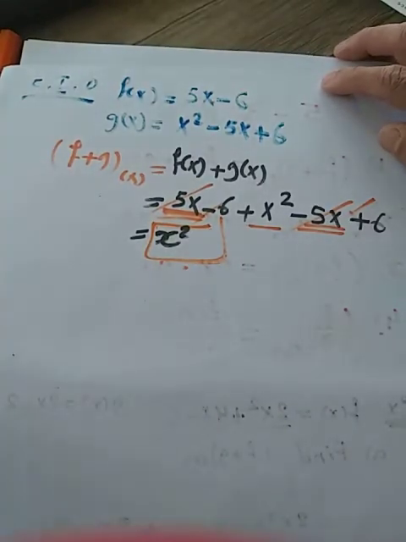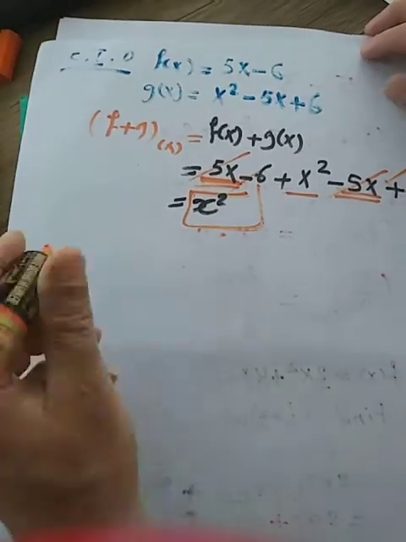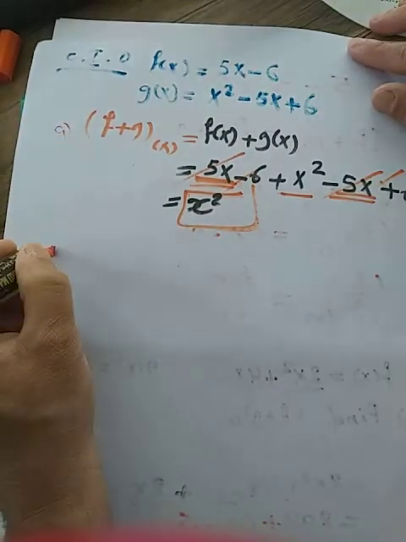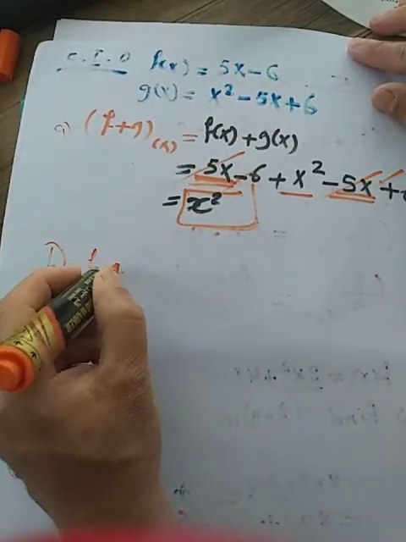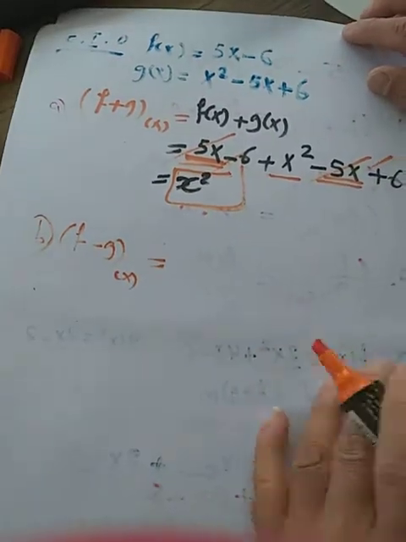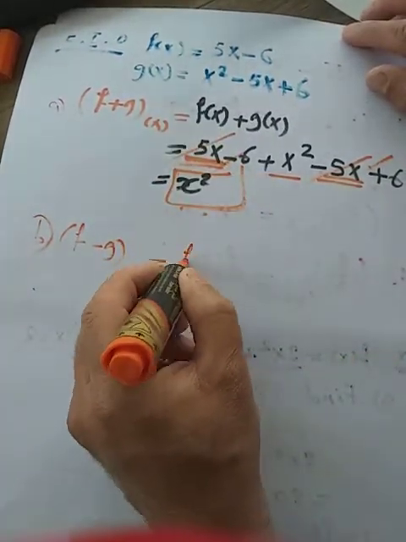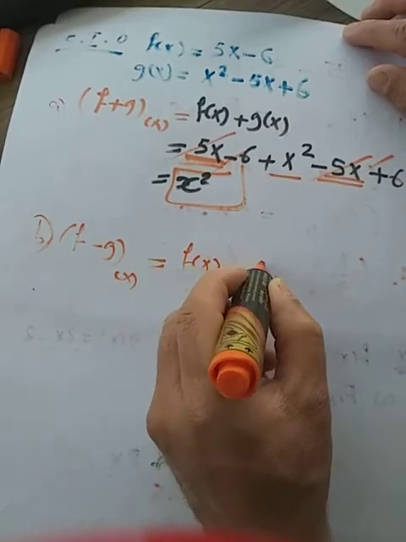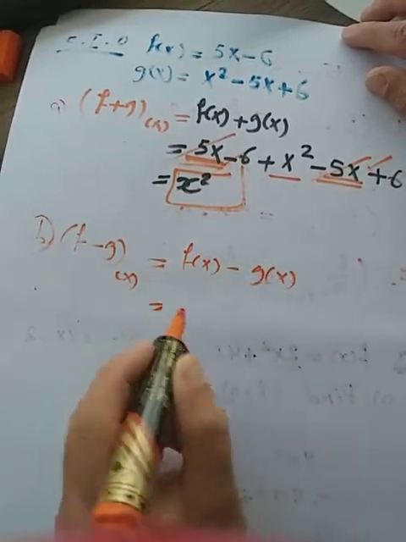Now try subtraction. This one is A and this is B now. This one is equal to f of x minus g of x.